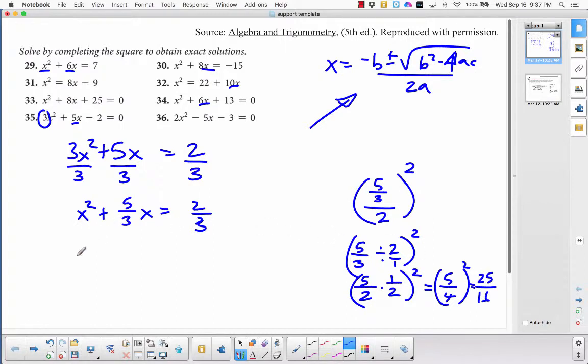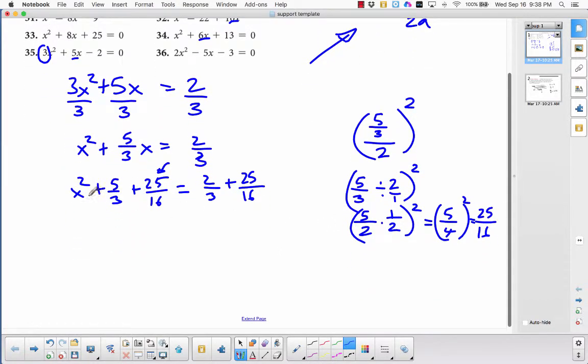Okay, so it'll be x squared plus 5 over 3 x plus 25 over 16 is equal to 2/3. Now, I just added this thing in, so if I do it on one side, I have to do it on this side too. So I'm going to have to go plus 25 over 16 on that side.